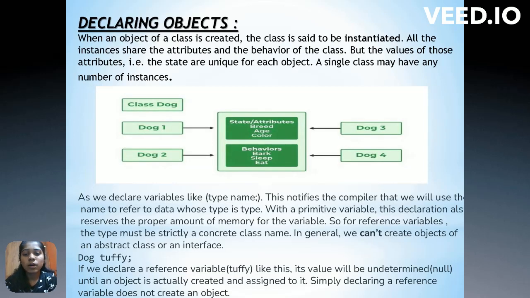Next is declaring objects. When an object of a class is created, the class is said to be instantiated. All the instances share the attributes and the behavior of the class, but the values of those attributes, that is the state, are unique to each object. A single class may have any number of instances. So the single class consists of many instances.